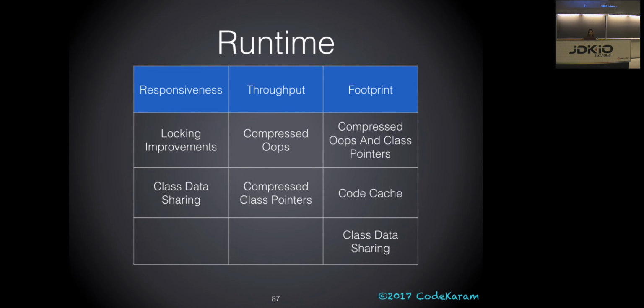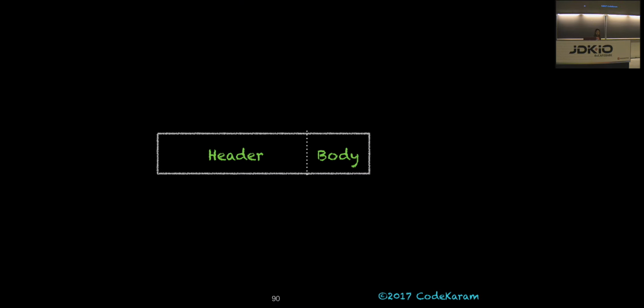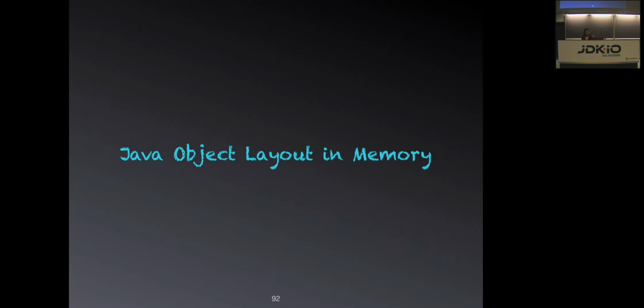What about the runtime? So putting everything together that we discussed earlier, let's look at compressed class pointers and compressed oops. So remember I mentioned your Java object? You have the header and the body, right? So a couple of points before we dive into these optimizations. Java objects are 8-byte aligned, okay? This is the default. All objects are 8-byte aligned in Java, in HotSpot especially. Fields are aligned by the type. Fields can be moved to fill a gap, right? And are accessed using an offset from the start of the object, okay?